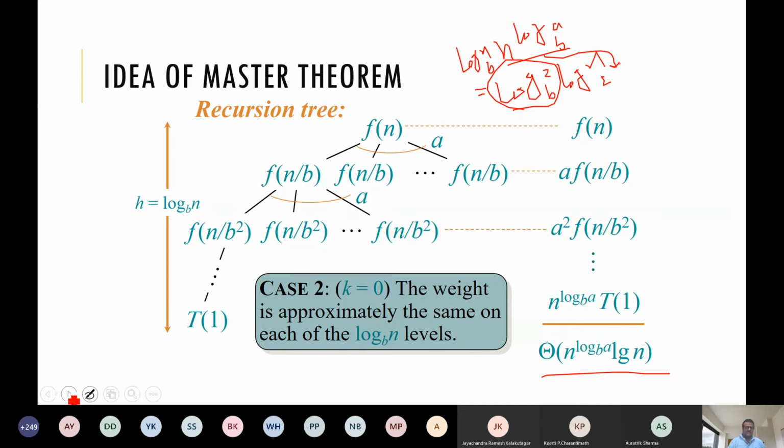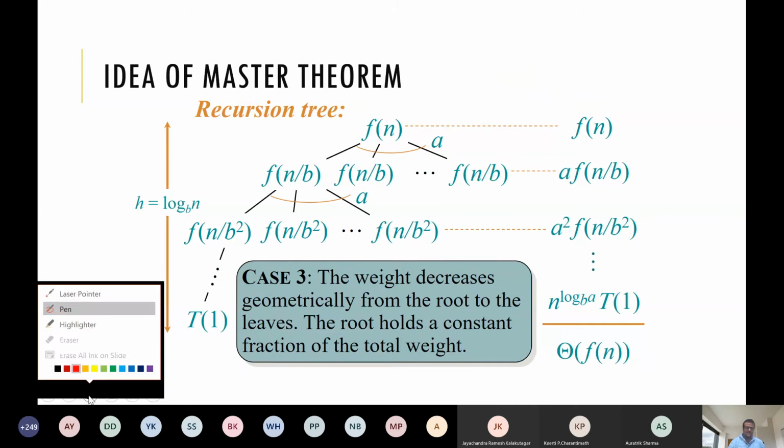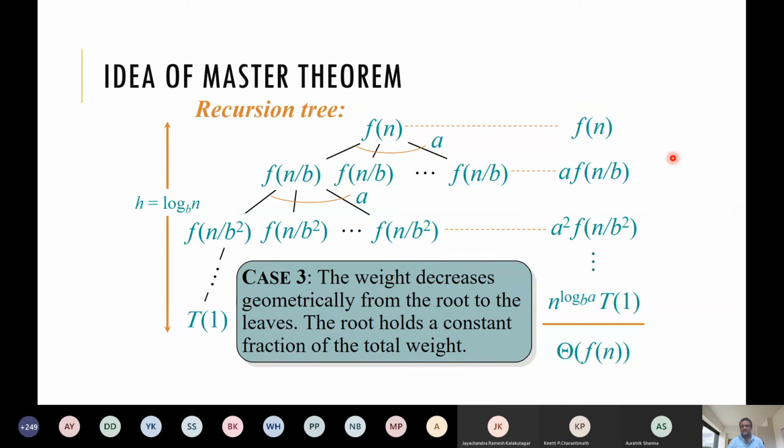Now come to case 3. So in case 3, f(n) is bigger. f(n) is polynomially faster than all the other terms. So that is the dominating term. That means the weight decreases geometrically from the root to the leaves, and the root holds the total weight. I mean, this is the heavyweight guy, and these are all negligible lower order terms. So the cost is the sum of all, but we can ignore all the lower order terms, since they are negligible. Then we got this.